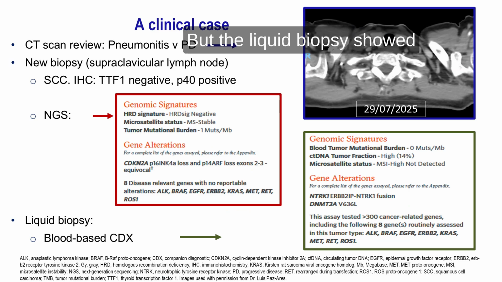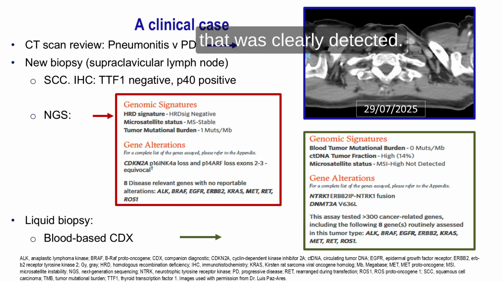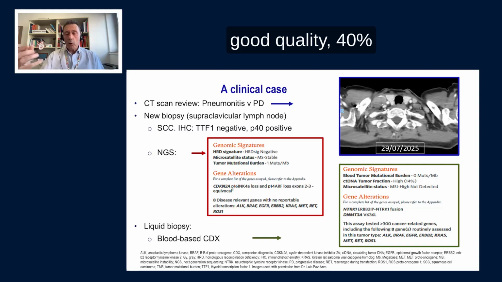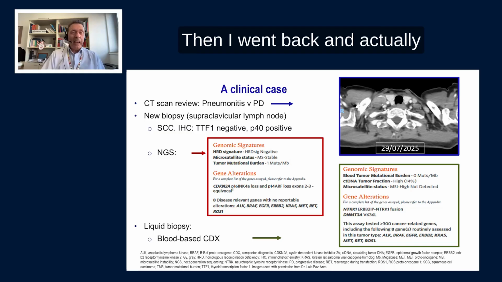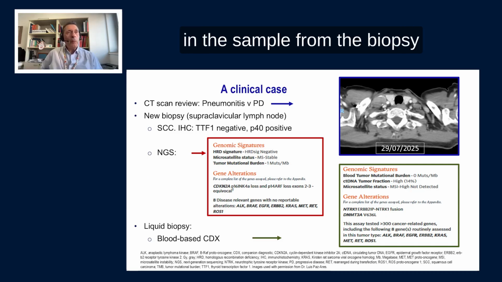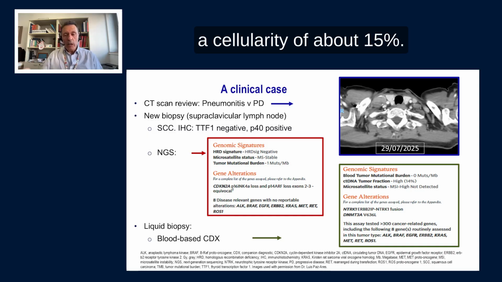But the liquid biopsy showed an NTRK fusion that was clearly detected. Important to say, the ctDNA fraction was quite high, good quality, 40% in this liquid biopsy. Then I went back and was able to confirm that in the sample from the biopsy we sent for NGS, there was a cellularity of about 15%.